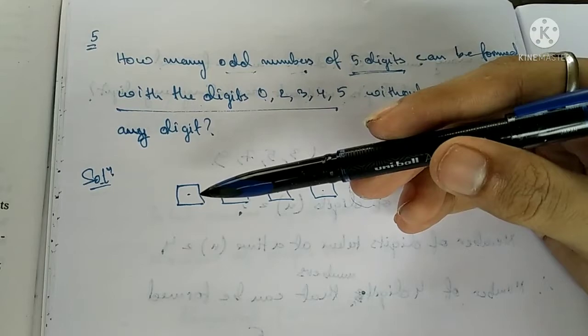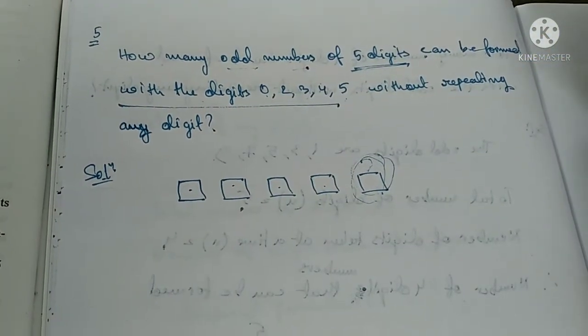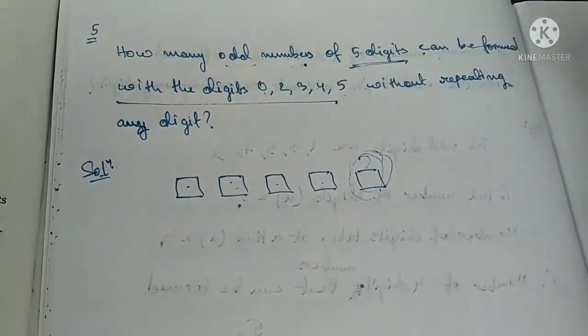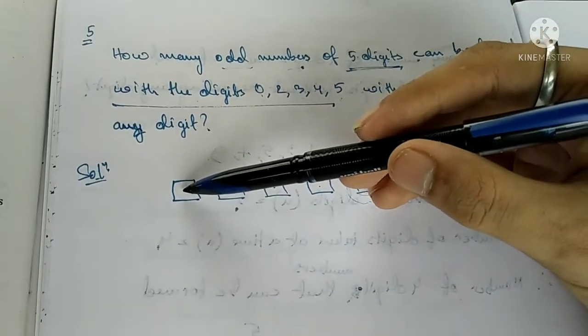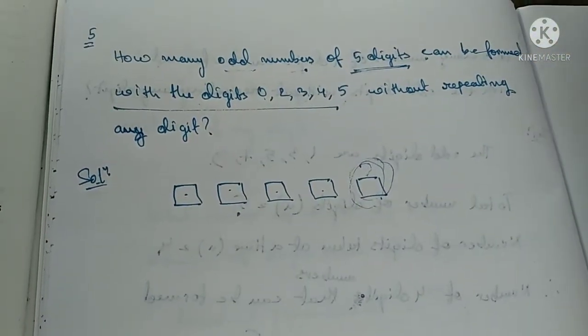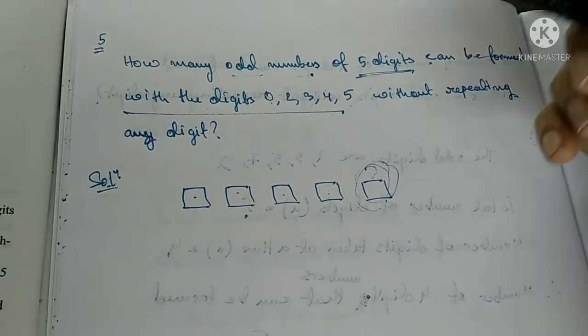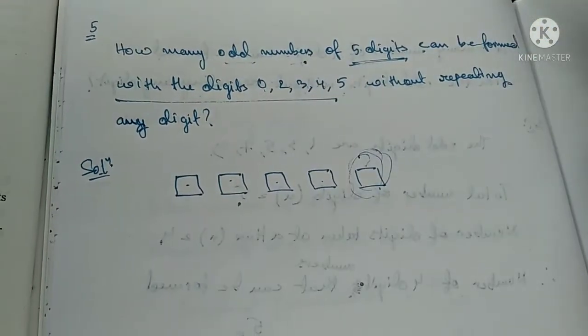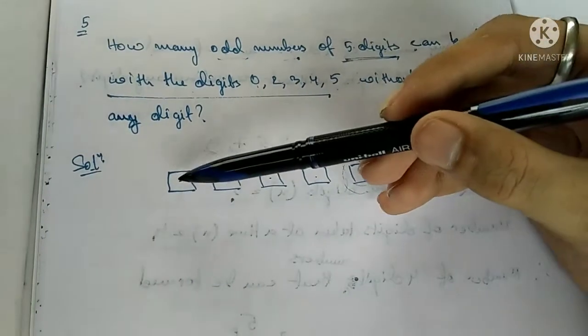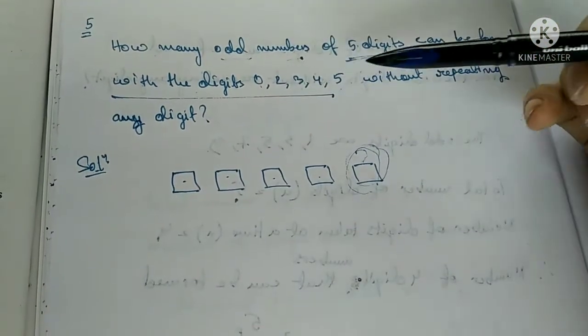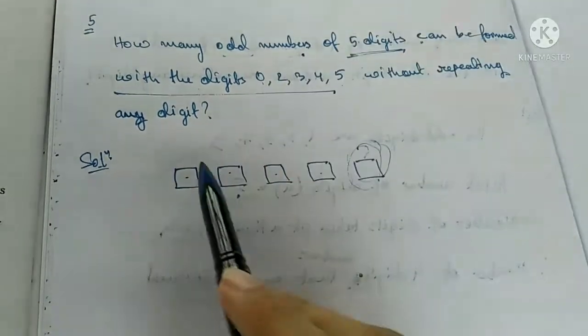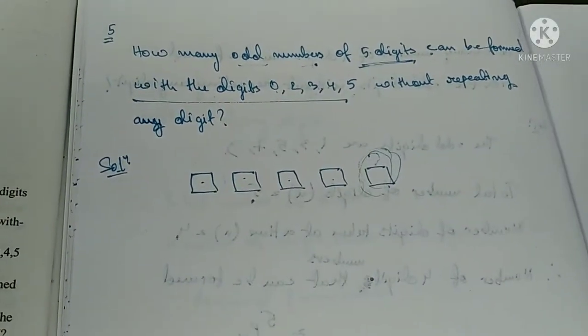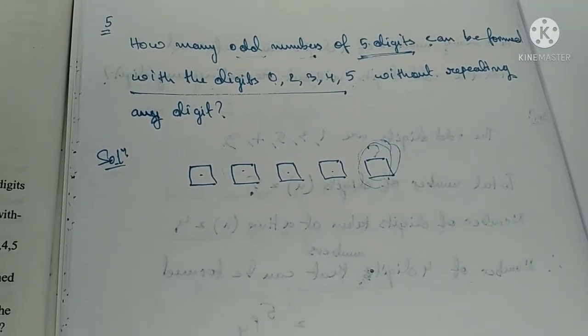Understand? Because 0 in front of a number has no meaning. So therefore this 5 digit number will become a 4 digit number. So 0 cannot come in the first place. Now the first place can be arranged in how many ways? The first place can be arranged in 3 ways.